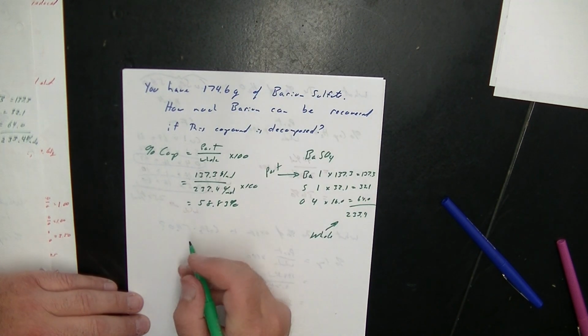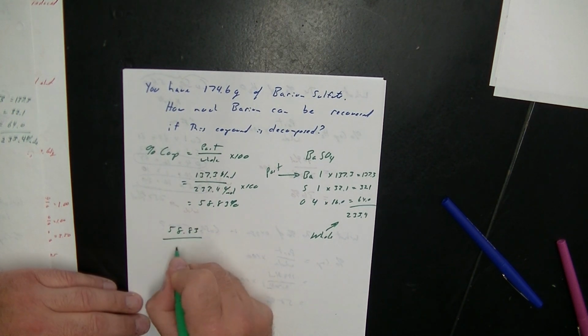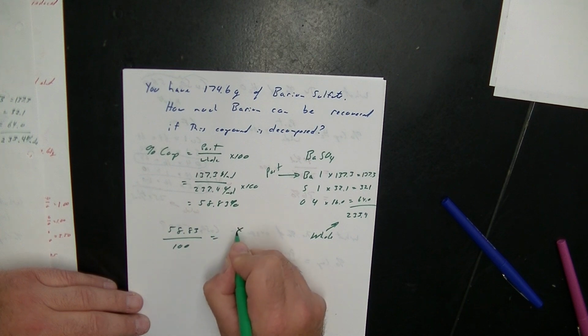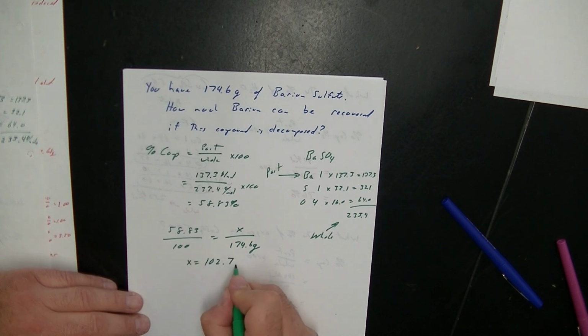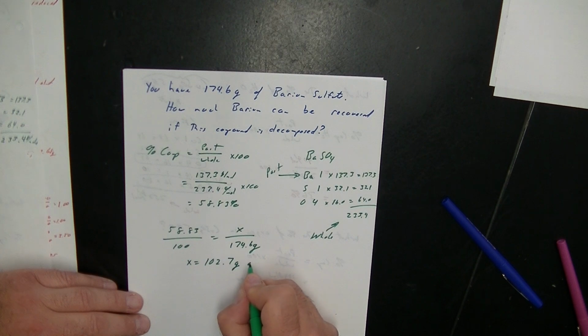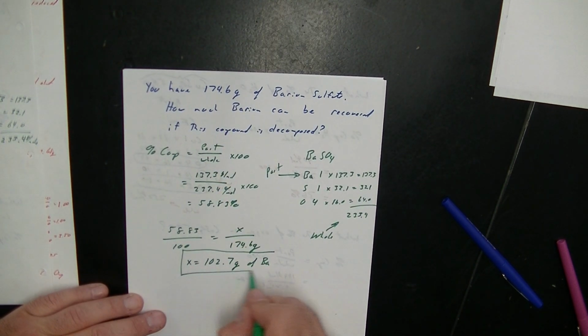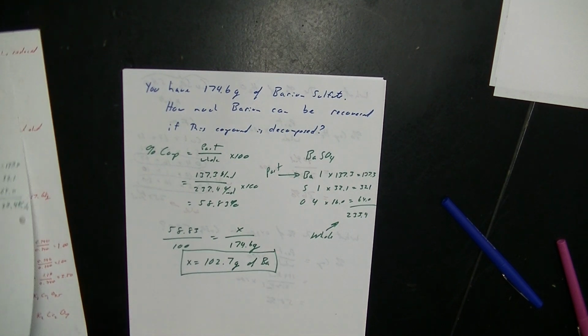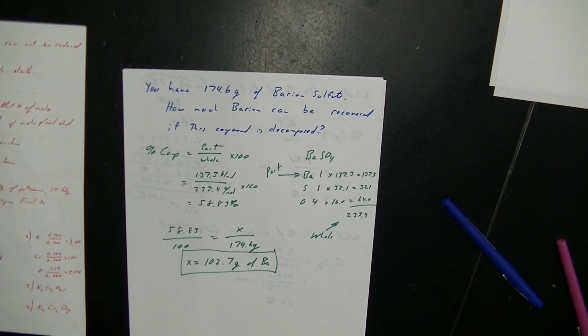So how much barium could I get? Well, you can do it this way. 58.83 over 100 equals X over 174.6 grams. It turns out that I could get 102.7 grams of barium from that sample. And it's really just a different way to apply our percent composition problems. All right?